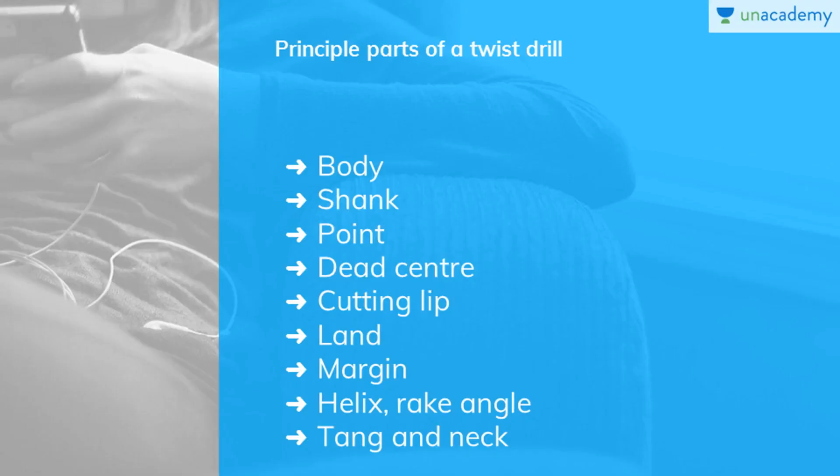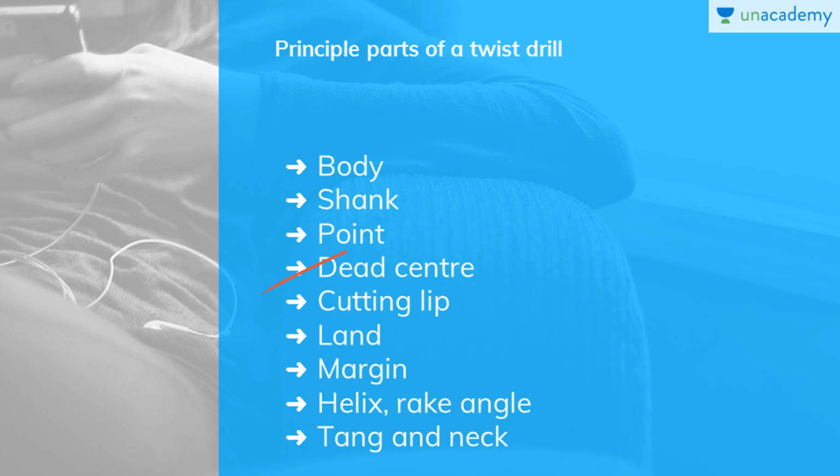So what are the principal parts of a twist drill? It consists of these parts, namely the body. The body is the cutting unit of the drill, which has helical flutes, also called grooves. Then it has the shank, which is the portion of the drill which is held in the machine to drive the drill. Then there is the point, which is the entire conical surface present at the cutting edge of the drill. Then you have the dead center, which is the sharp edge at the extreme tip end of the drill. It lies exactly at the end of the drill.